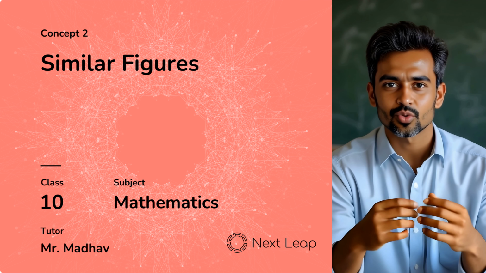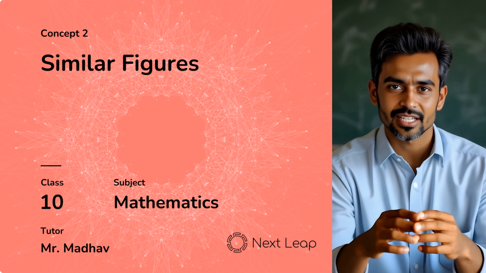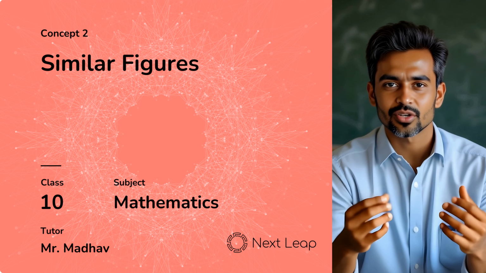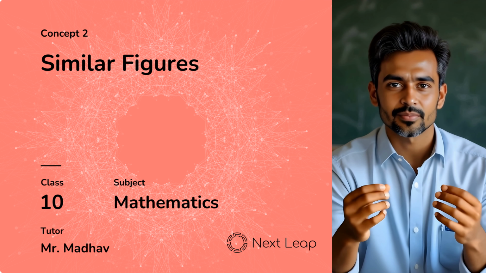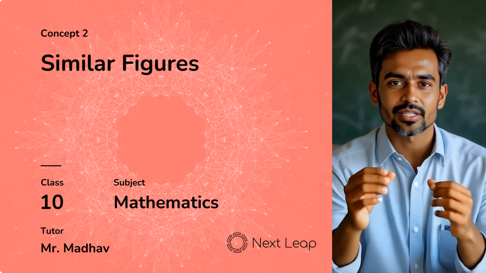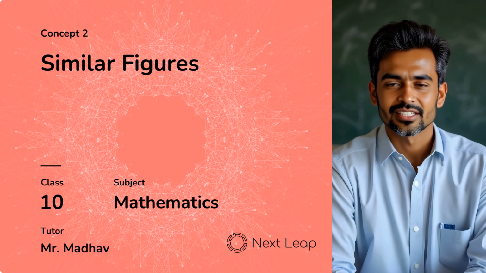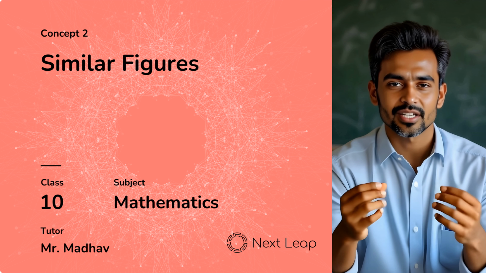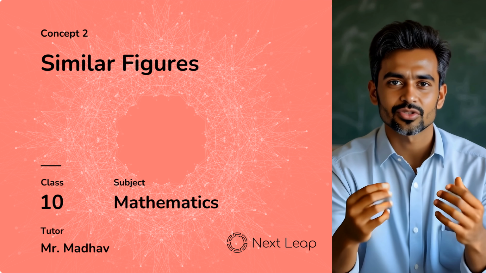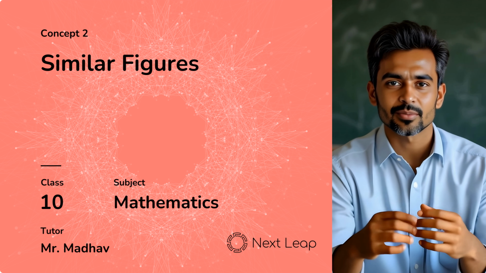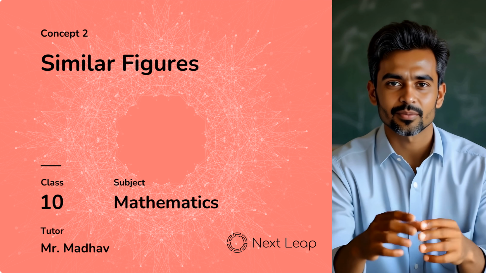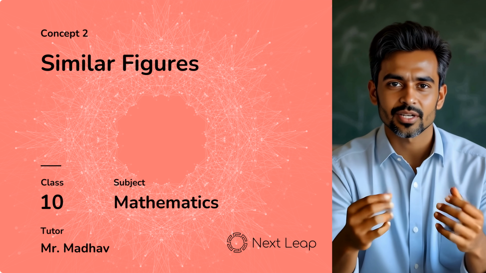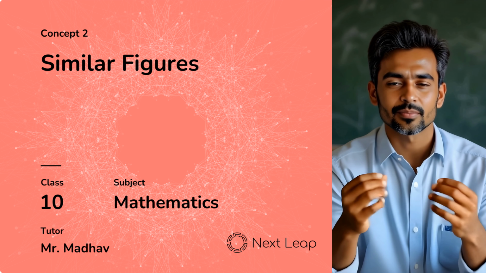Two figures are congruent when they have the same shape and the same size, like two identical squares or two circles of the same radius. But two figures are similar when they have the same shape but not necessarily the same size. For instance, all circles are similar whether their radius is 2 centimeters or 200 centimeters, the shape remains the same. Similarly, all equilateral triangles are similar no matter the side length.